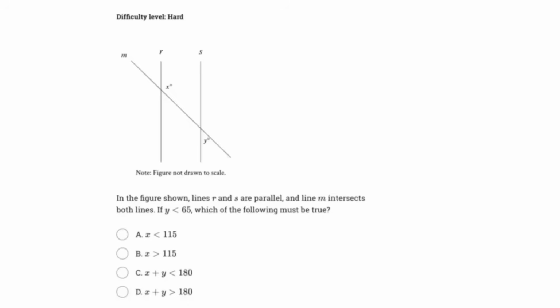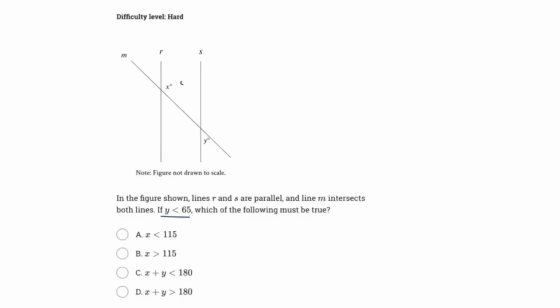In the figure shown, lines R and S are parallel, and line M intersects both lines. So we got a parallel line cut by a transversal, so we want to be thinking about vertical angles, alternate interior angles, all that stuff. If Y is less than the value of 65, which of the following must be true? So let's just go right through it. So it says X has to be less than 150.